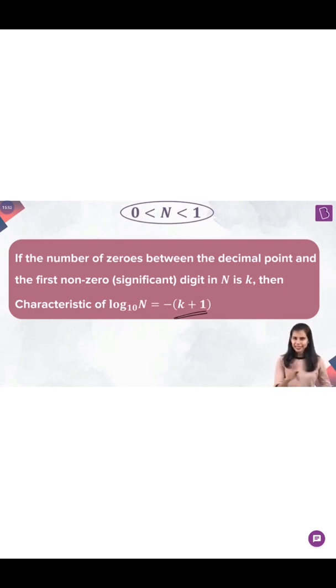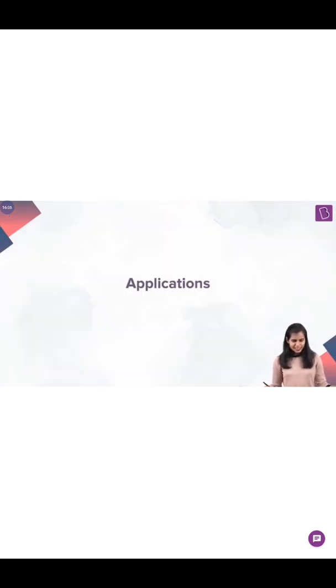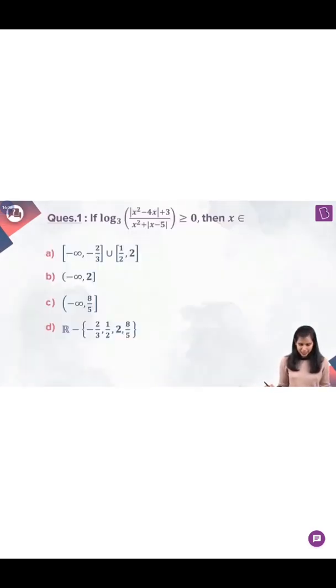But you know what, instead of winding up the session here, I thought why not devote some time in applying all that we've learned in these 4 concepts in some amazing questions. So let's get started, isn't it? At the end of the day, practice is what makes a man perfect, isn't it? So let's start with the first application.